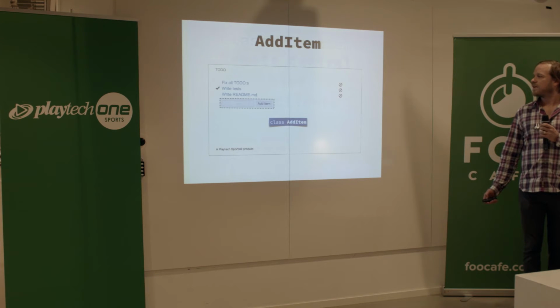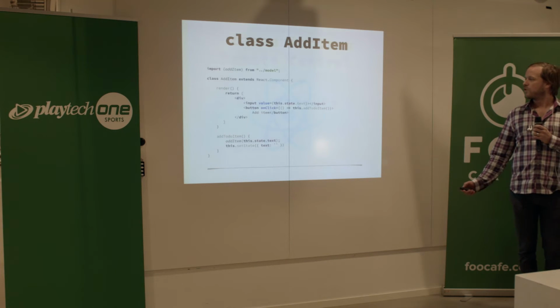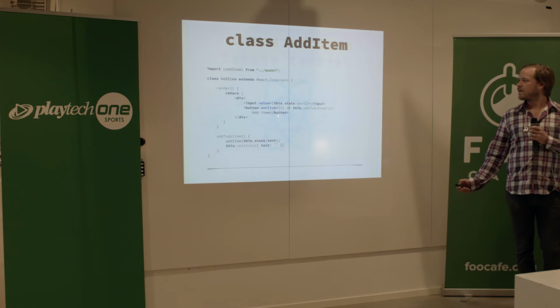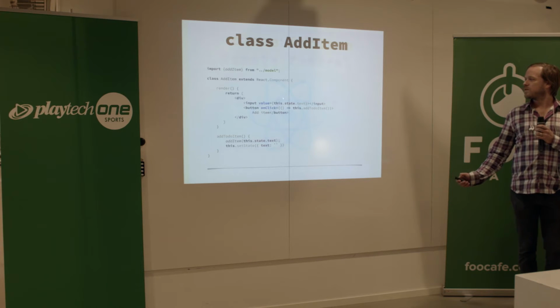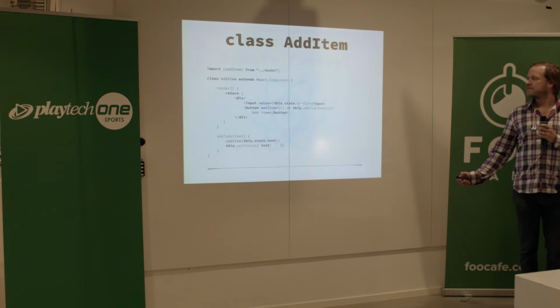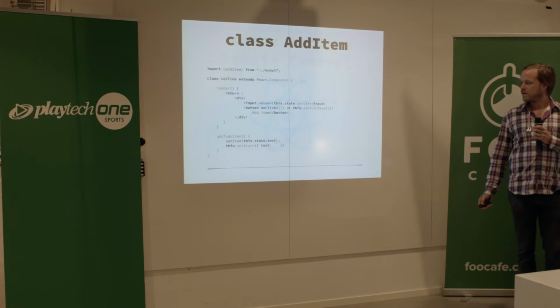And the last one is the add item: a small input box and a button. Here is a simple concept in React: we bind the text state to the value of the input box, and we use that later on when we click add item, resetting the text when we have clicked.